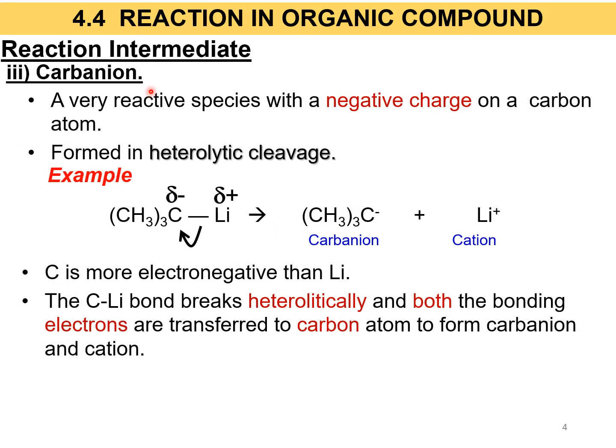Okay, the next reaction intermediate that I want you to learn about is carbanion. Apa tu carbanion? Carbanion ialah a very reactive species with a negative charge on a carbon atom. Okay, itu pun dia terhasil daripada heterolytic cleavage. For example, kalau you nampak this kind of organic compound, di mana you nak break the bond between atom yang less electronegative. Okay, and this carbon automatically akan jadi more electronegative atom lah.